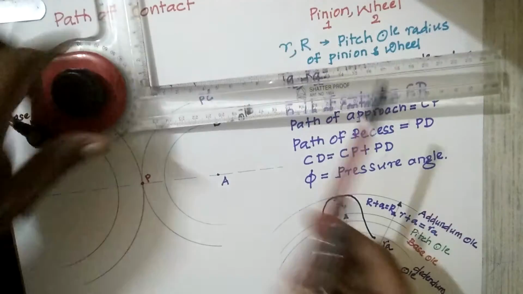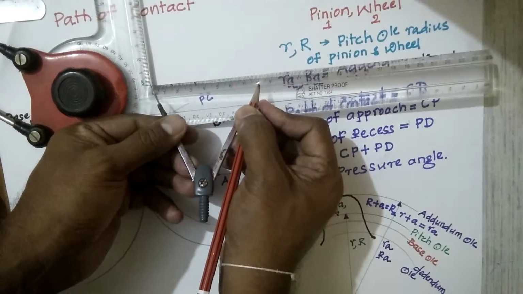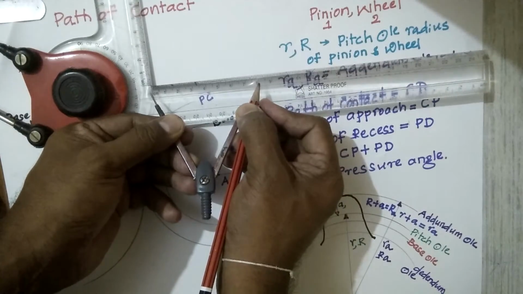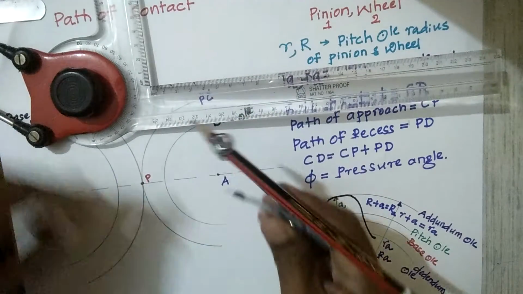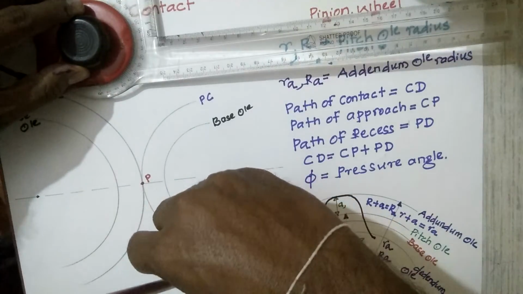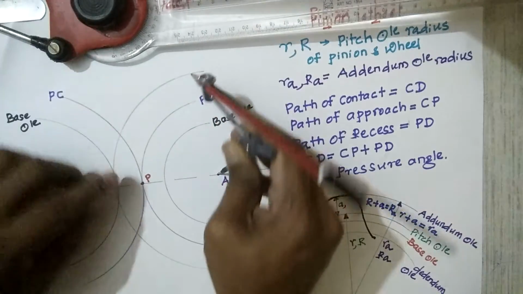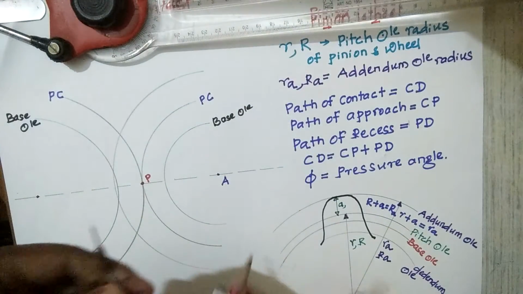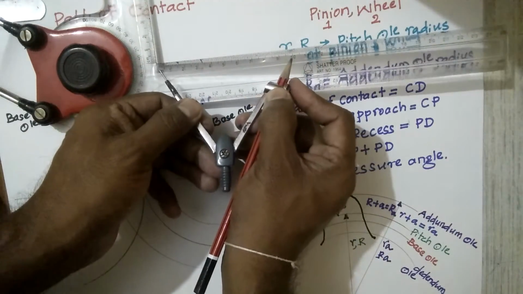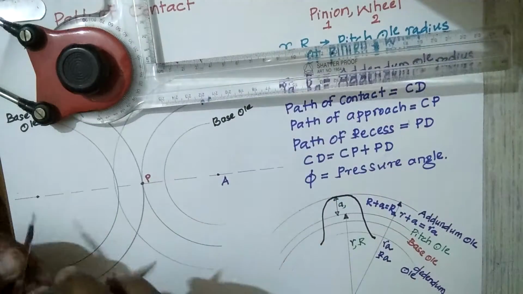Then I'll draw the addendum circle of the pinion. I'll take it as 8 centimeters. You draw it, the addendum circle, approximately like this. For the gear also, I'll take it as 10 centimeters.